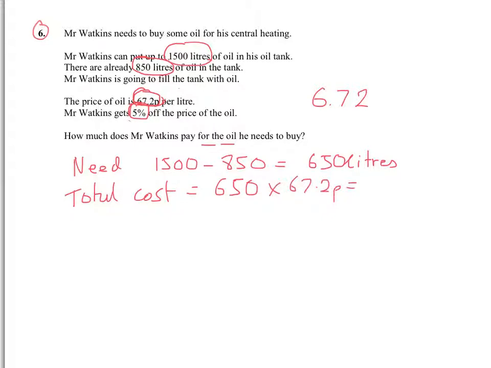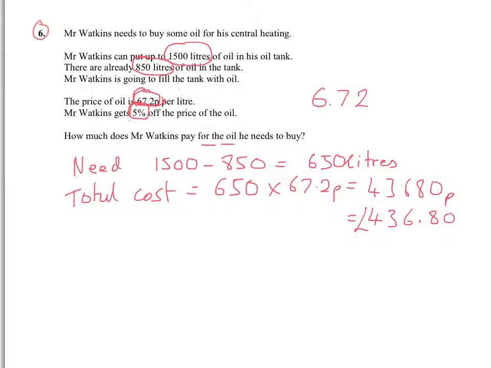Now the answer that I get out of my calculator is going to be in pence, and I'm going to want to change that into pounds at some point. So 650 times 67.2 is what I'm typing in the calculator, and I've got this answer, 43680. Now remember, that's in pence. So if I want to change that into pounds, I need to divide by 100, because there's 100 pence in a pound. £436 and 80p. Okay.